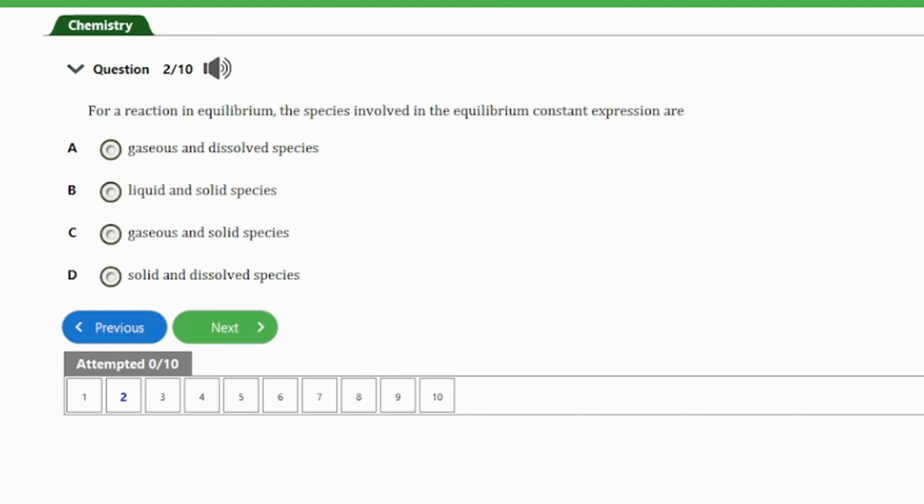So guys, question number 2 here says, for reaction in equilibrium, the species involved in the equilibrium constant expression are A. Gaseous and dissolved species. B. Liquid and solid species. C. Gaseous and solid species. D. Solid and dissolved species. So guys, the answer to this question is option A, and that's gaseous and dissolved species. The chemical species that are involved in an equilibrium constant expression are the gaseous and the dissolved species, not solid.